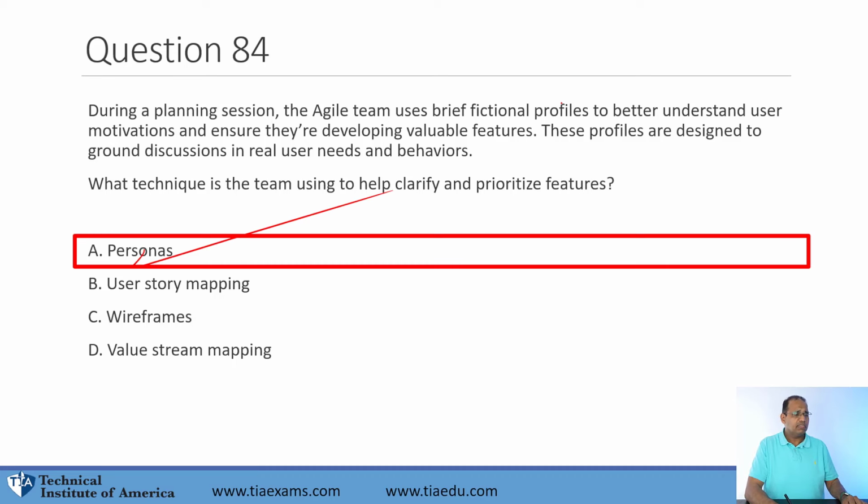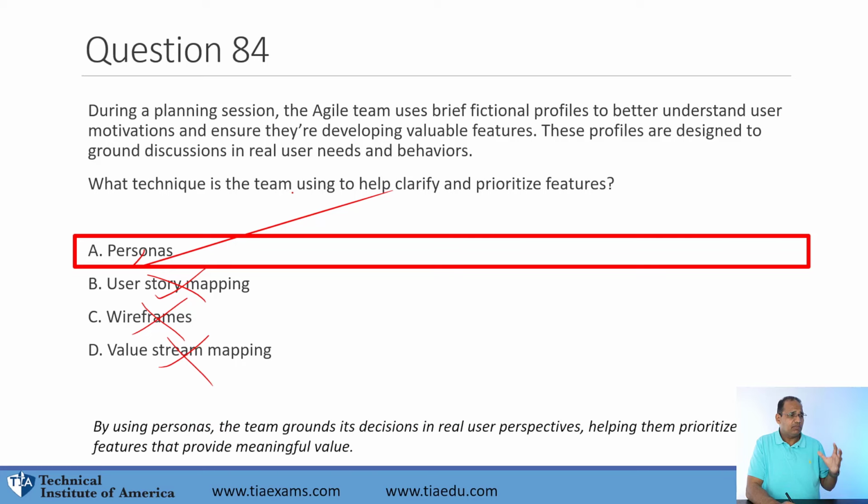So a persona is when you define what type of people, how are they going to use the system, why would they use the system. That's a persona. User story mapping, well, in user story mapping, you're saying that this user story maps to a particular user or a particular feature. It's not what they're doing here. Wireframe is a mock-up of what the thing will look like. Value stream mapping will show you the steps you're following and if there's any waste. But when you're determining a user, who that person is, you're building a persona of that person.